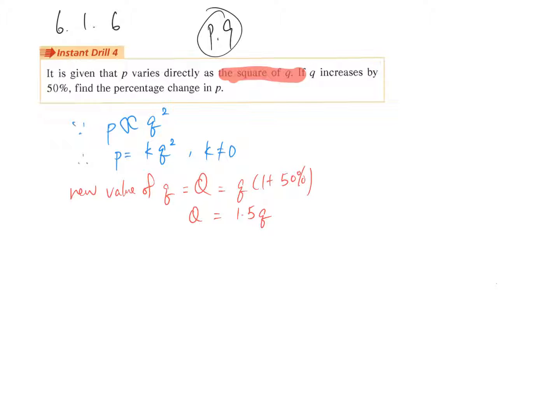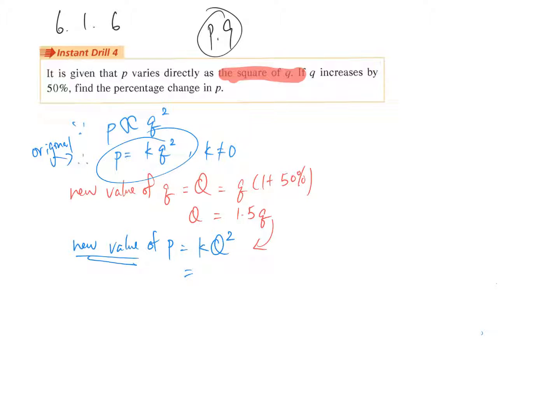Now we go back to the value of P. The new value of P, you can let it be capital P, but not that obvious, so I skip this. It will equal, according to this formula, K times capital Q squared, because this is the new value of P, not the original value. The original value is K times small q squared, but it is now K capital Q squared. And of course, we substitute this 1.5q back into this one.